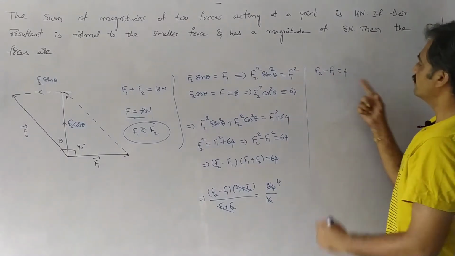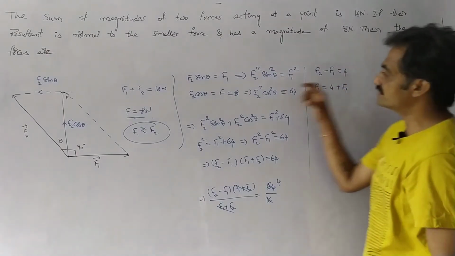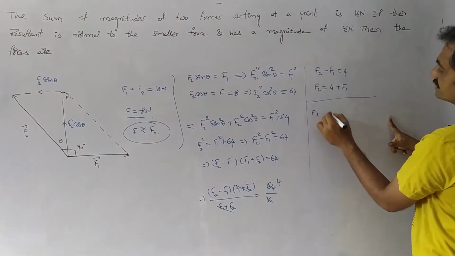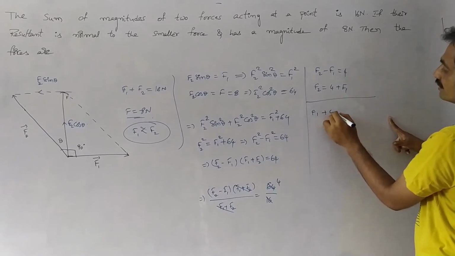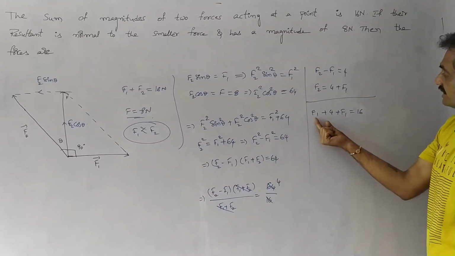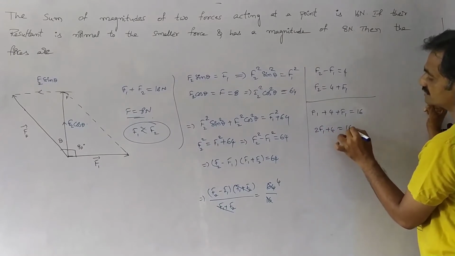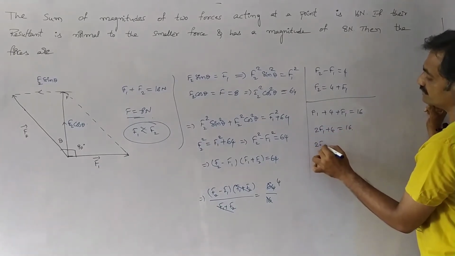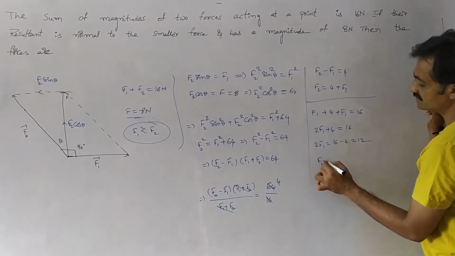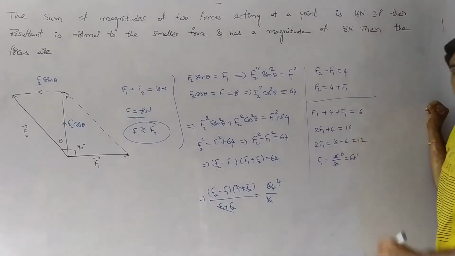From this equation we can write F2 equals 4 plus F1. If we substitute this value in the equation F1 plus F2 equals 16, we get F1 plus 4 plus F1 equals 16. F1 plus F1 is 2 F1, so 2 F1 plus 4 equals 16. So 2 F1 equals 16 minus 4, which is 12. Then 12 by 2 is nothing but 6 Newton.